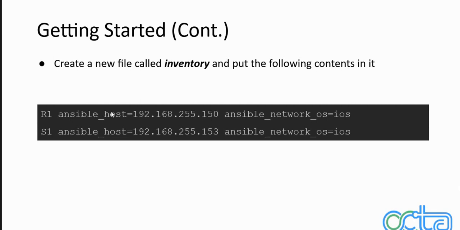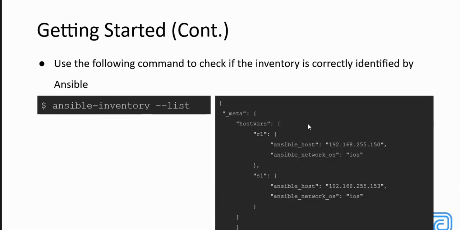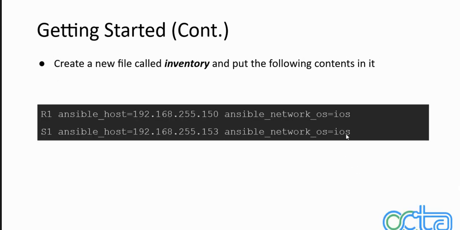For R1, ansible_host is this. And R1's network OS is iOS. For S1, ansible_host is this IP address. Ansible network OS is iOS. Now, why is this needed? Network OS is, as we discussed, right? Ansible has a lot of modules for each of the network device types. So by looking at this network OS, it knows how to deal with these devices, which module to use.